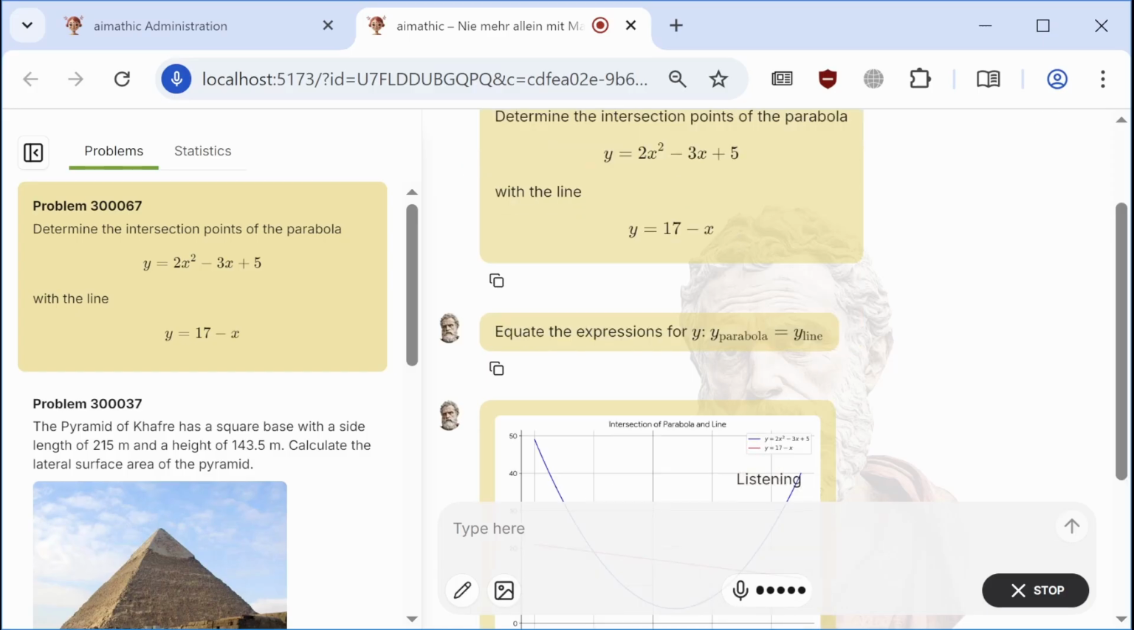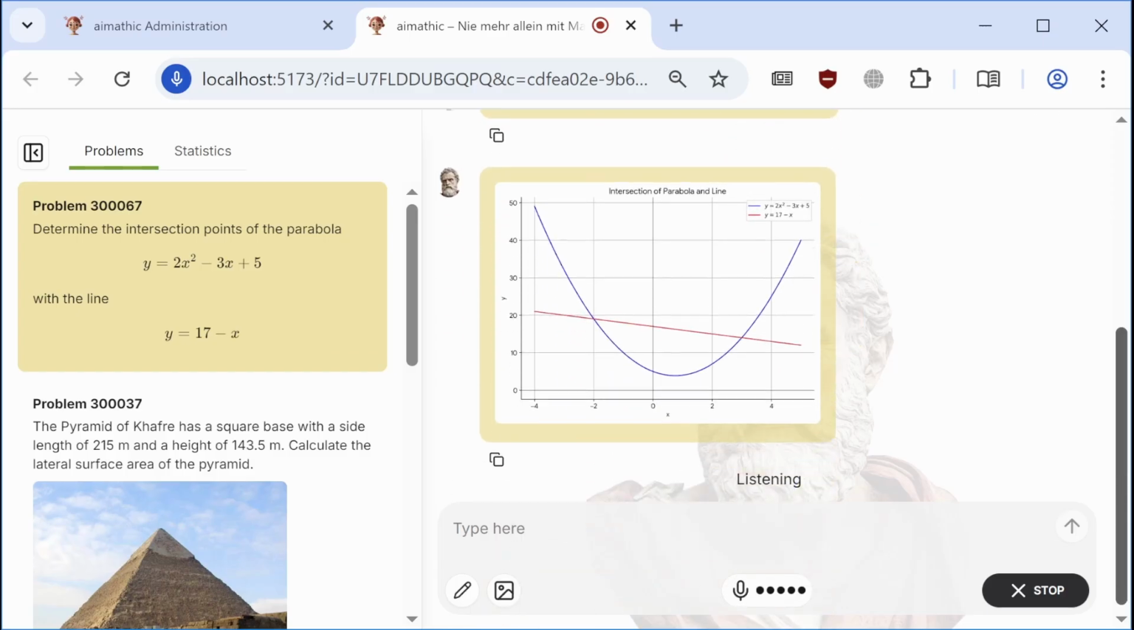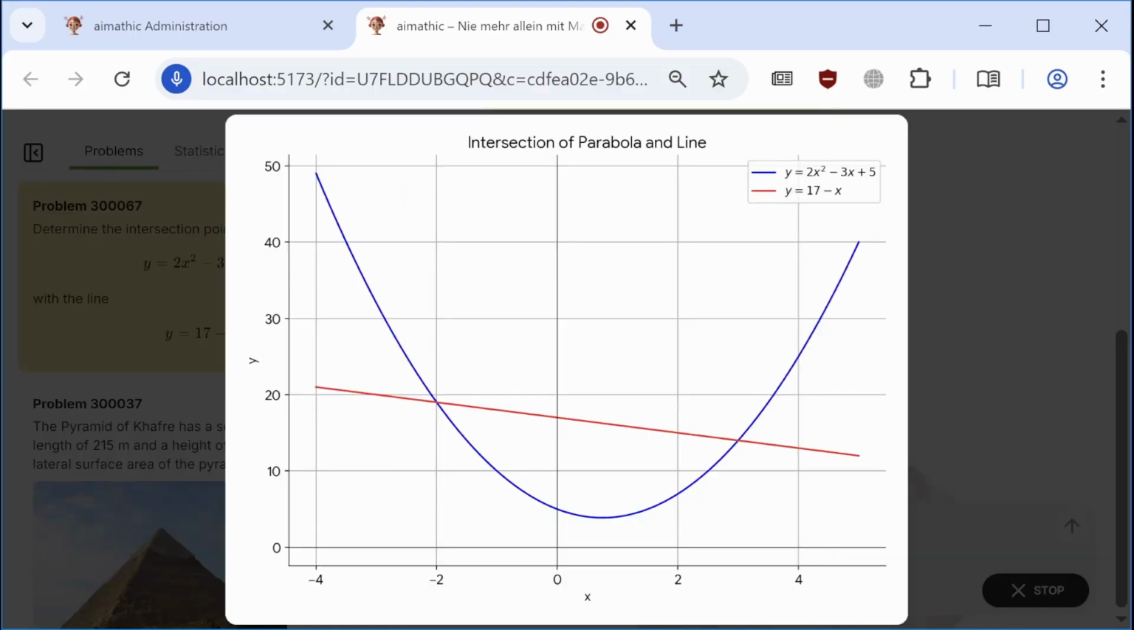To illuminate our path, let us visualize these forms. Observe the graph where the parabola and the line intersect. Now that you see the visual representation, can you discern the points where the line and the parabola meet? Absolutely. I see the first x is -2 and y is about 20, maybe 19. Then another x seems to be 3 and y is, I don't know, 13 or 14 or something. Is that enough?